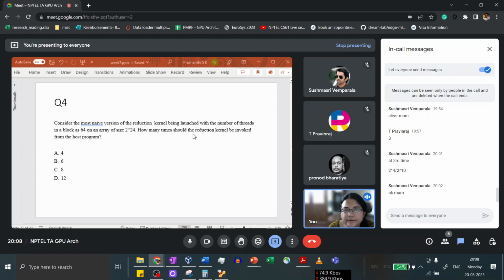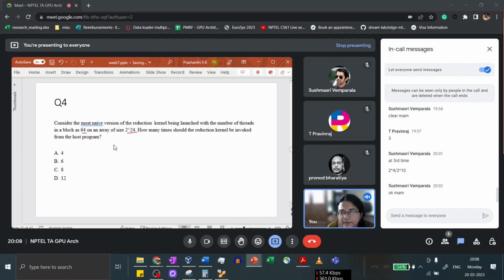It's a very similar question. Consider the most naive version of the reduction kernel being launched with number of threads per block as 64 on an array of size 2 power 24. How many times should the reduction kernel be invoked from the host program? 4, 6, 8, 12. Again, take a couple of minutes.